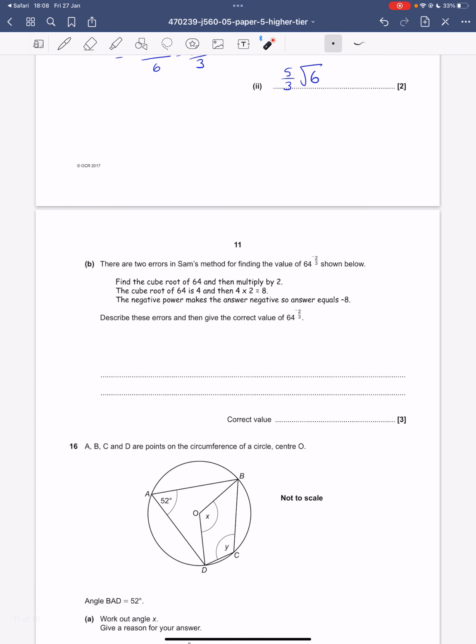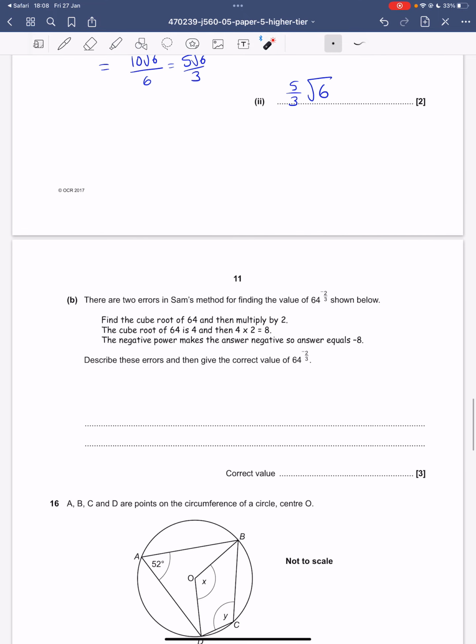Okay, there are 2 errors in Sam's method for finding the value of 64 to the power minus 2 over 3, shown below. Find the cube root of 64 and then multiply by 2. Well, that is incorrect. You've actually got to do the cube root of 64 and then square it. Because this is the cube root and then it's squared, it's not multiplied by 2. The cube root of 64 is 4. And 4 times 2 is 8.